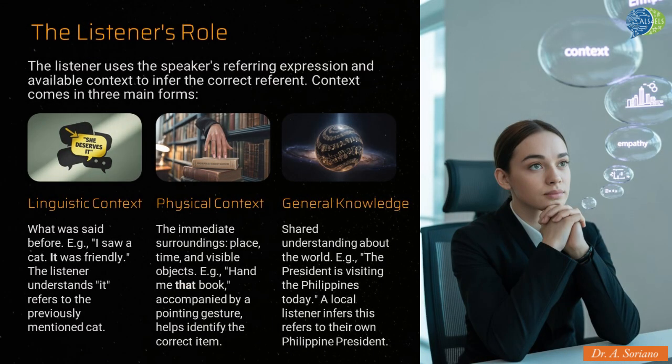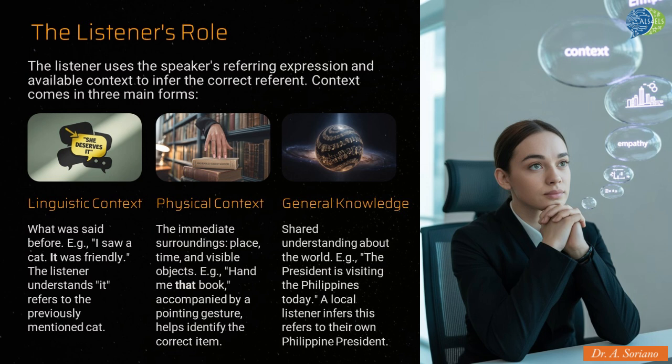Now for the listener's part. The listener uses the speaker's expression and available context to infer the correct referent. We rely on three main forms of context. Linguistic context, this is what was said before. If I say, "I saw a cat. It was friendly," the listener understands that the pronoun "it" refers to the previously mentioned cat.